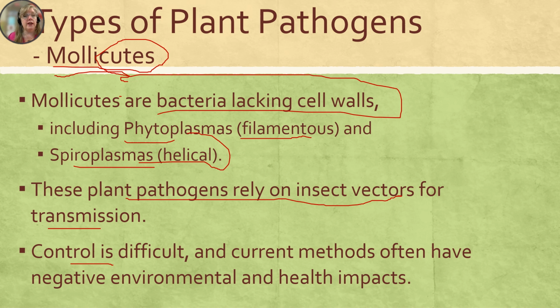But control for these guys is very, very difficult. And the current methods we have have negative environmental and health impacts. If you imagine we're trying to kill something unkillable, we're going to make a big mess if we do it. We are going to damage some serious environment when we're trying to kill something basically unkillable. All right, so we just need more research, and we need to figure out what we need to do for this.